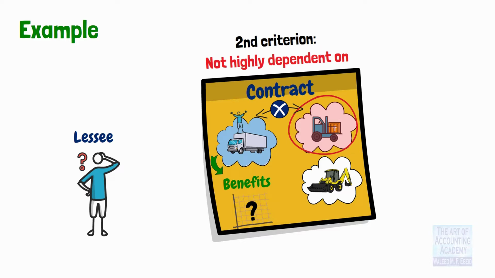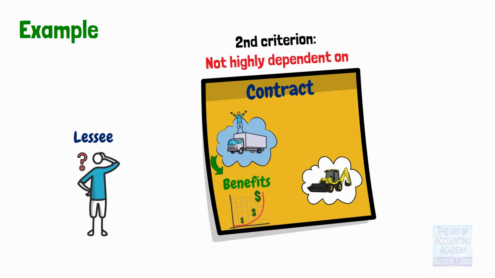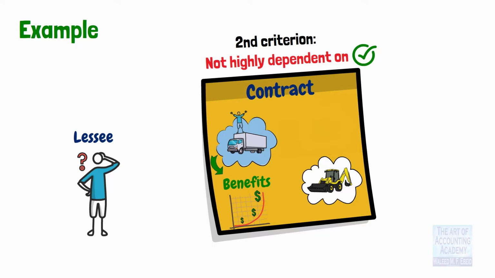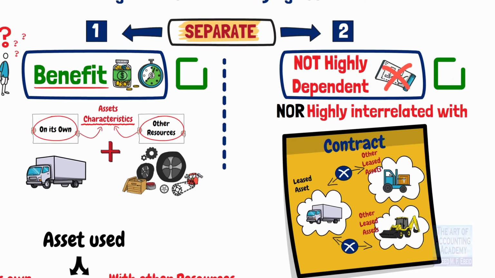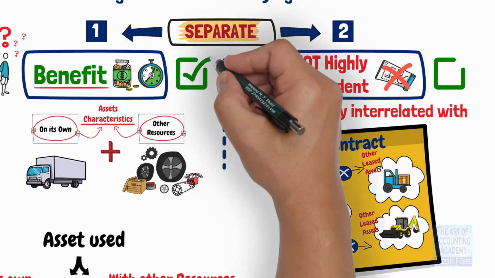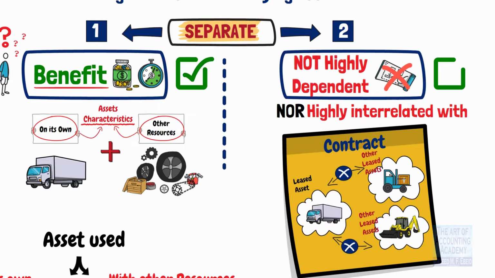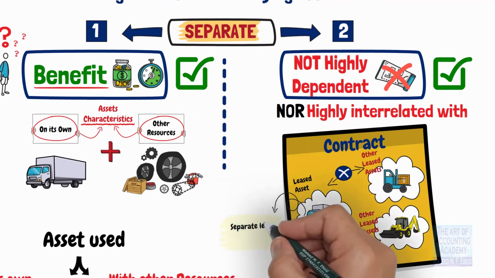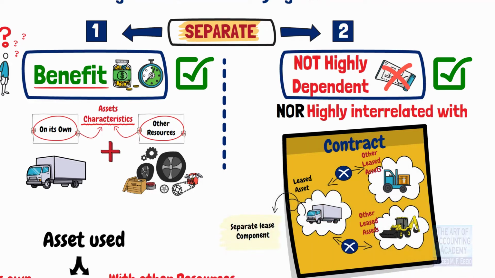In other words, if the lessee chose not to lease the forklift, the lessee could still benefit from using the leased vehicle, and that satisfies the second condition. So, in our leased vehicle example, both the first and second criteria were met. The lessee can benefit from the leased vehicle, and the leased vehicle is neither highly dependent on, nor highly interrelated with the leased forklift. Therefore, the leased vehicle is considered a single lease component under IFRS 16.